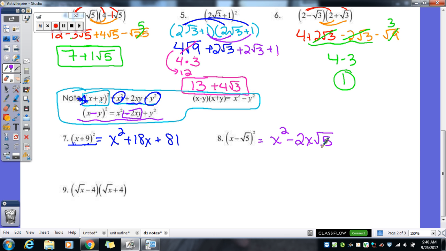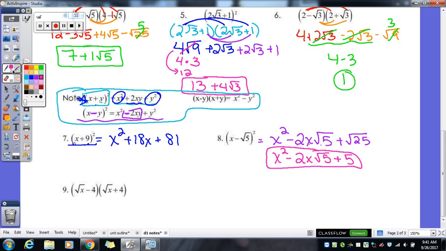And then it's plus the last term squared, so radical 5 times radical 5 would give us a radical 25, which turns into 5. So we would get x squared minus 2x radical 5 plus 5 is our final answer. Again, if this just confuses you more, then you don't have to use it. I'm just trying to help you make things go a little faster if it works for you.